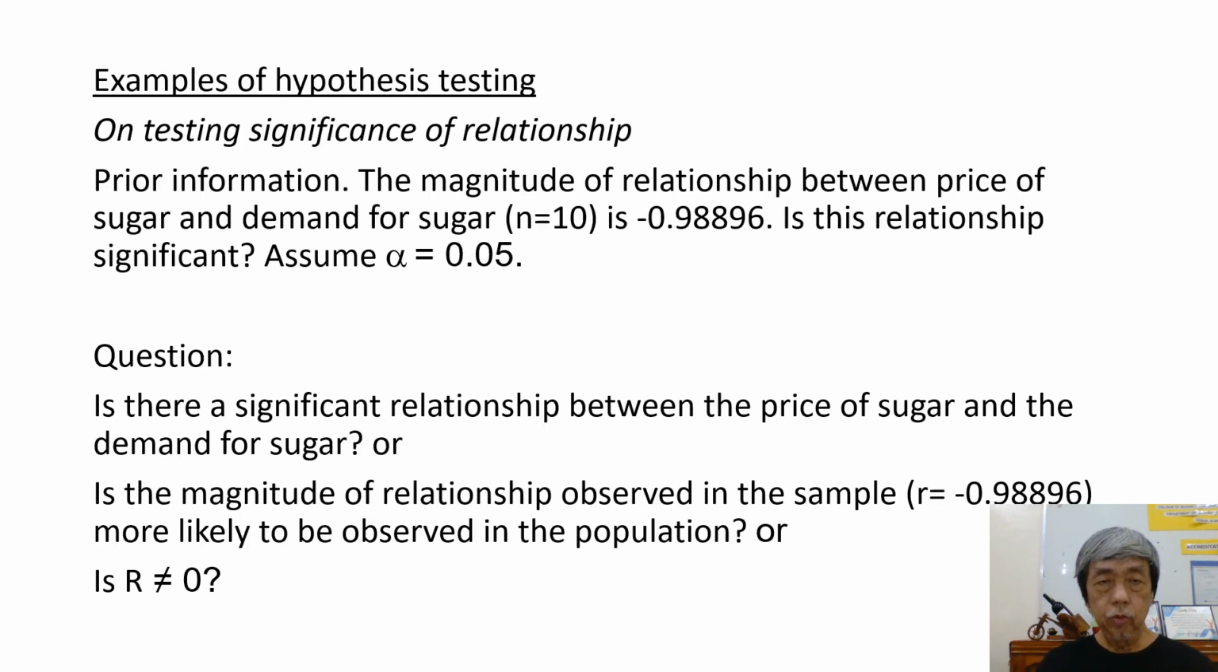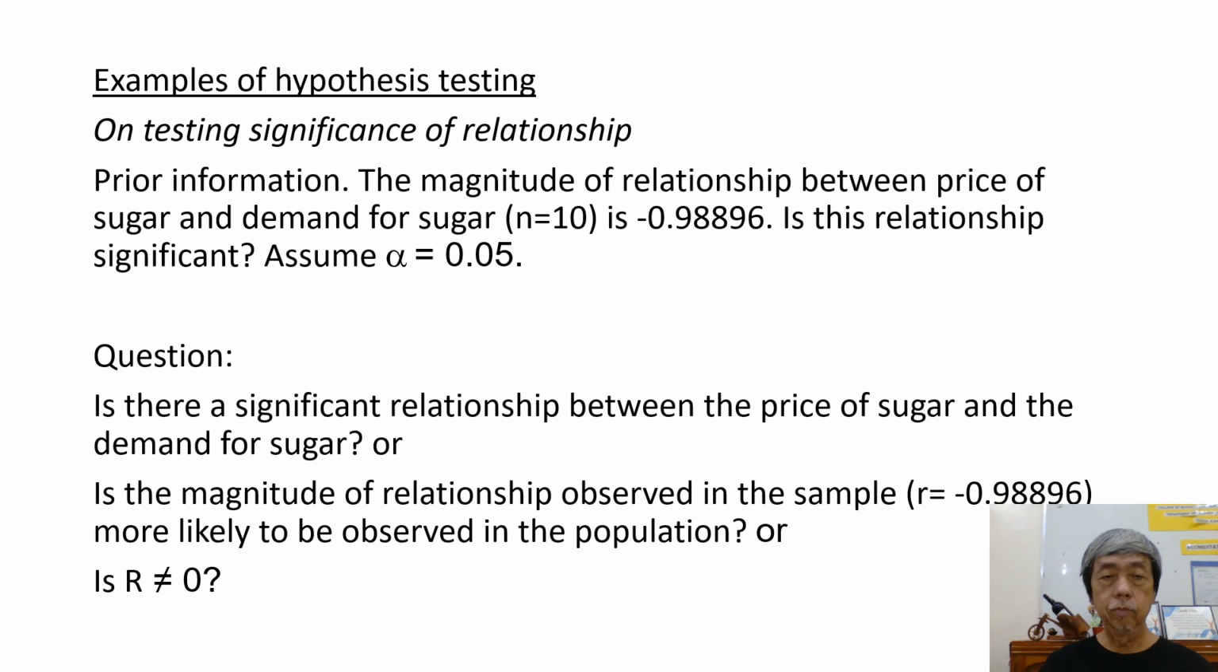We now proceed to the actual examples of hypothesis testing. On testing significance of relationship, we have the prior information. The magnitude of relationship between price of sugar and demand for sugar, where sample size is negative 0.98896. Is this relationship significant? Assume alpha is equal to 0.05 and the sample is probability.